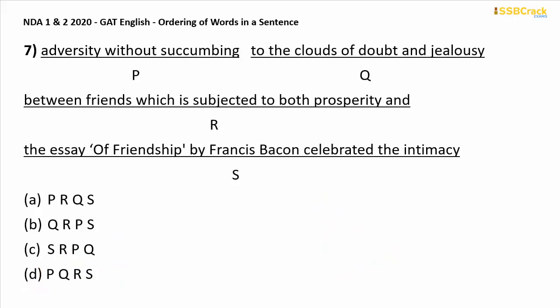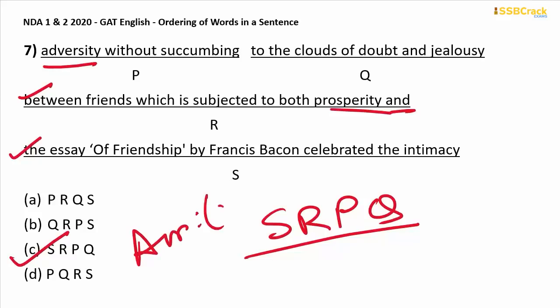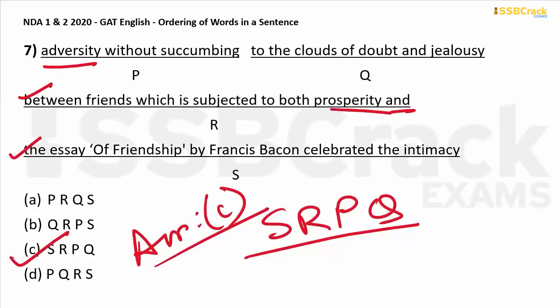Now we will go to the next question. Adversity without succumbing to the clouds of doubt and jealousy between friends, which is subjected to both prosperity and the essay of friendship by Francis Bacon celebrated the intimacy. So this can be one of the beginnings. The Essay of Friendship by Francis Bacon celebrated the intimacy between friends which is subjected to both prosperity and adversity. Okay, so SRPQ is the combination. So here you are, option C is your answer. Okay, this was easy. We will go to the next question.